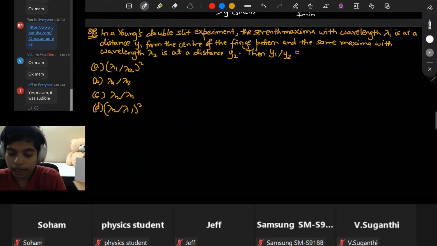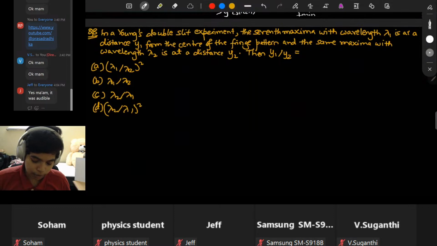Another question on Young's double slit experiment. In a Young's double slit experiment, the seventh maxima with wavelength lambda 1 is at a distance y1 from the center of the fringe pattern, and the same maxima with wavelength lambda 2 is at a distance y2. Then y1 over y2 is what? So we need to find this ratio in terms of different kinds of ratios with wavelengths.